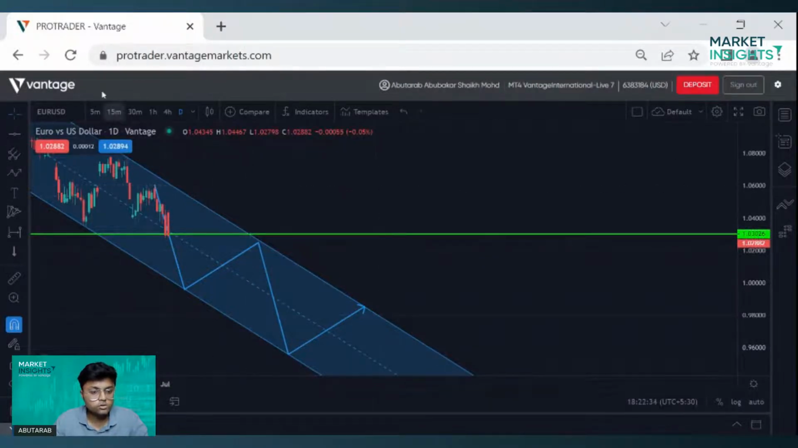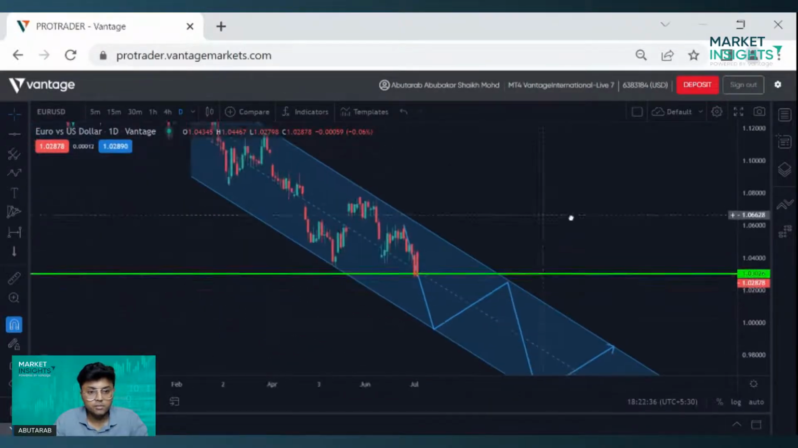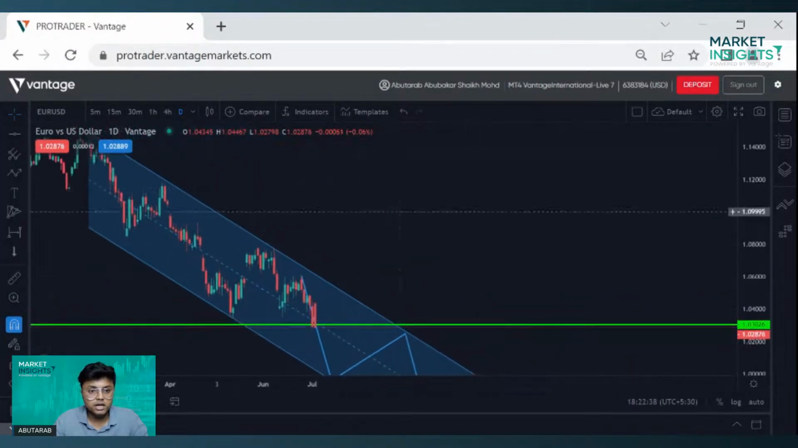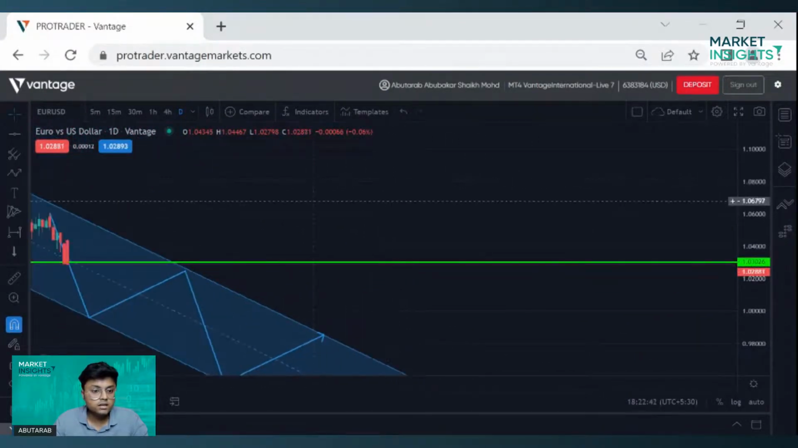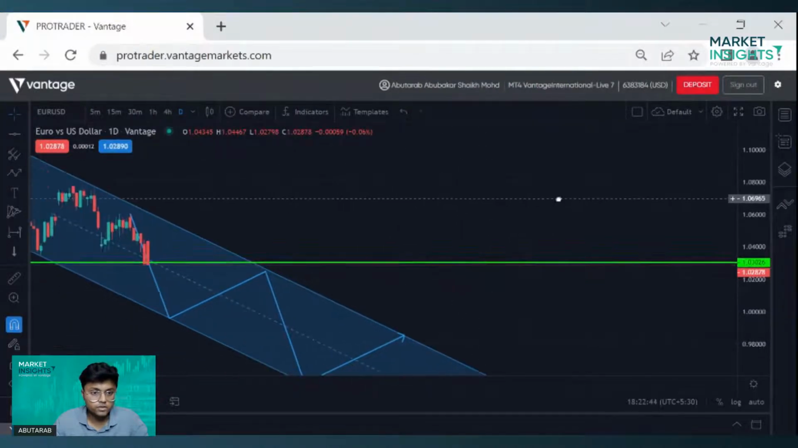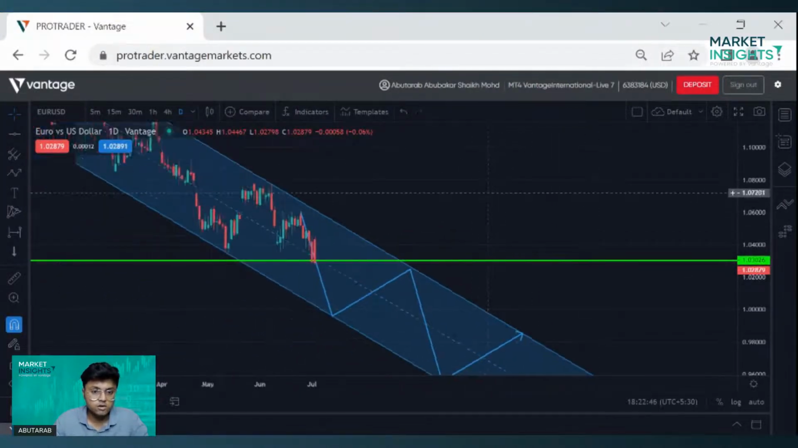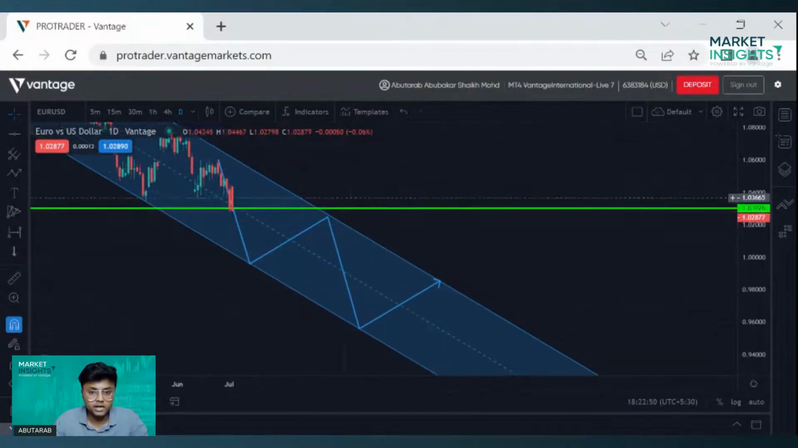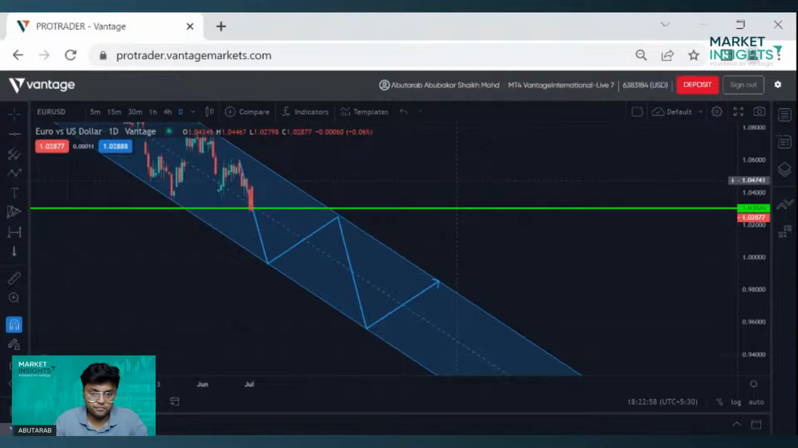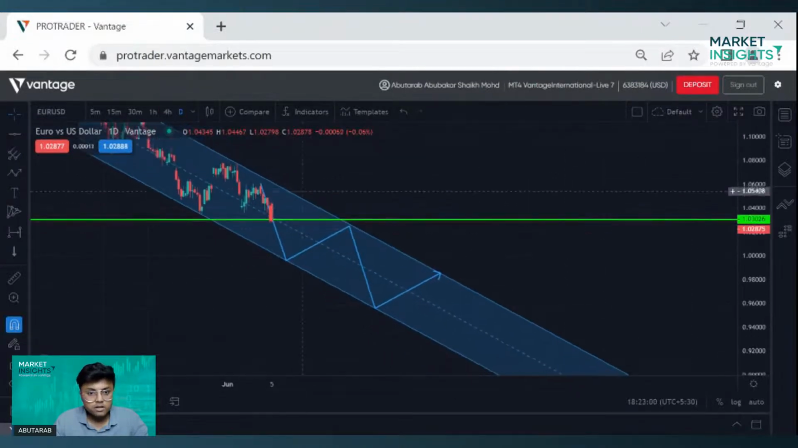Because previously also they started with 75 basis points. They have done an increase in the interest rate, but the ECB is very careful in terms of increasing the interest rates. So we might see that this parallel channel will be respected until and unless there is some news in the market, okay, which might cause it to fall down or which might cause it to go up. Okay, so it will be in this range.